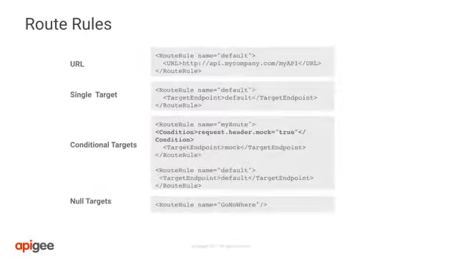The route rule tag in a proxy endpoint definition determines the target of the API proxy and is evaluated after all policies in the pre-flow, conditional flow, and post-flow of the proxy endpoint are processed. A proxy endpoint can define the target as a direct URL, a single target endpoint, multiple target endpoints based on a condition, and null route.